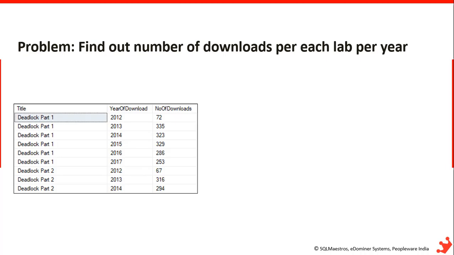So our requirement now is to find out the number of downloads per lab per year. I wanted to see, for each year, per lab, how many downloads had happened. To achieve that, we can simply group all the titles of the labs together, and we can also group by year of download date. If we group by these two together and do the count, then we can simply get the number of downloads per lab per year. So the output should look like this.